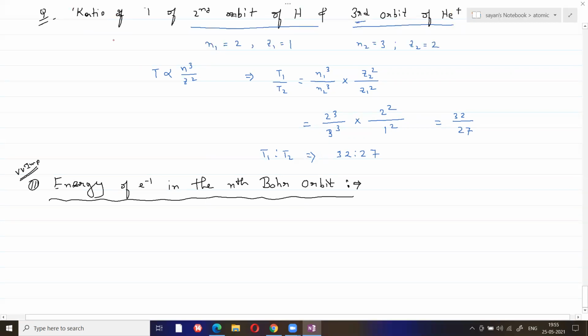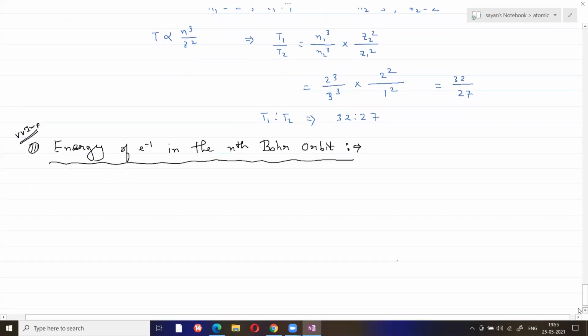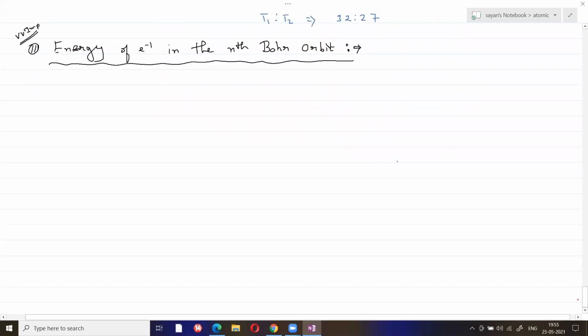Energy of electron in this case, can I write total energy? What is the value of total energy? Total energy equals kinetic energy plus potential energy. So just write down TE equals potential energy plus kinetic energy. Now kinetic energy value we can write as half mv squared. That is for kinetic energy.